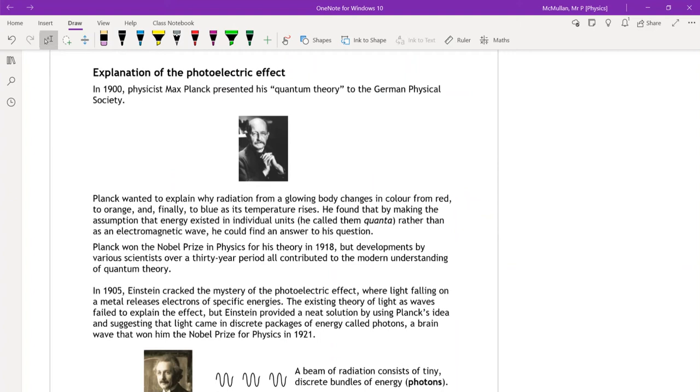If you think of the term quantum theory, probably not much comes to mind at the moment unless it's something you're interested in, because it's not something we talk about in school. How do we explain why radiation from something that is glowing changes in colour from red to orange and finally to blue or to white hot? If we assume that energy exists in individual units, and we call that a quanta, rather than as a wave, that's when you can start getting closer to understanding what happens with light.